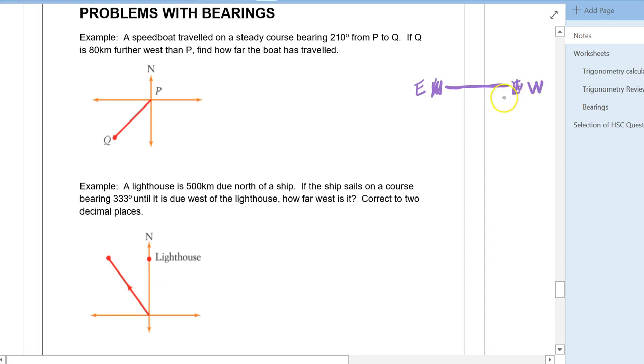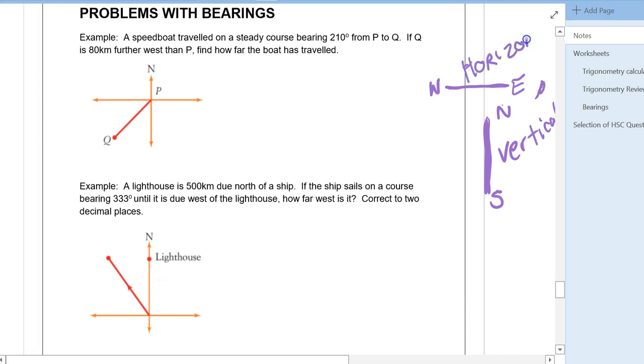East-west line. And if it says how far north, if I have a look at north, I'm measuring the vertical line. So north is vertical, east-west is horizontal. That'll make more sense when I have a look at the diagram.